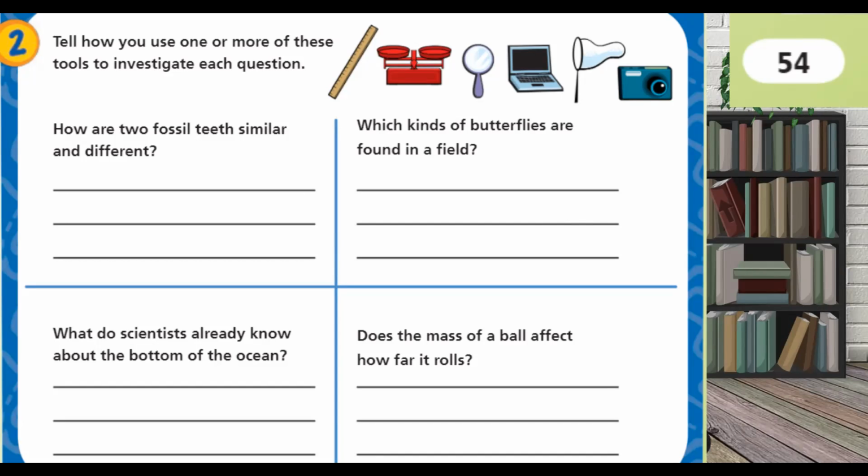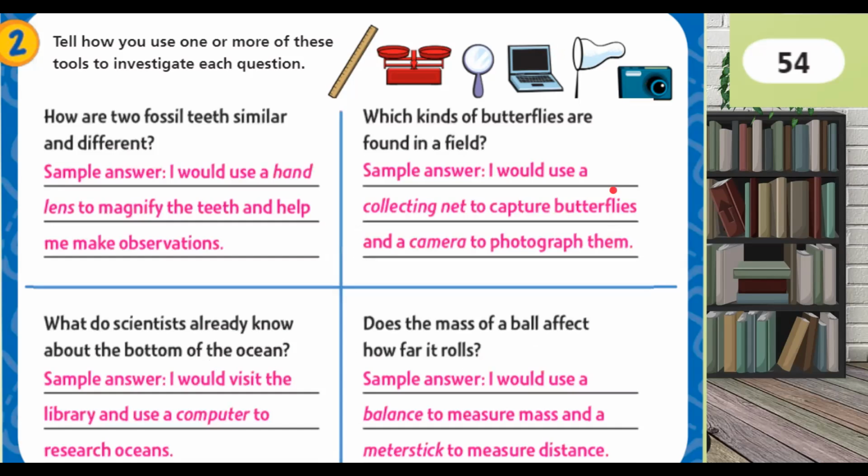Excellent. Now, does the mass of a ball affect how far it rolls? If I want to find out about it, what should I use? Should I use the camera? No. Tell me, Tala. I use a measuring tape or a ruler. Excellent. So the first one, as our friend said, I would use a hand lens to magnify the teeth and help me make observations.